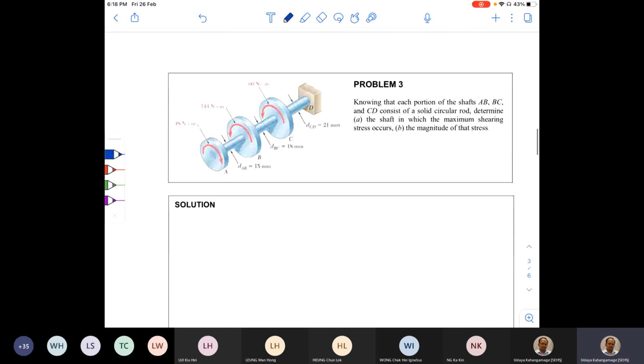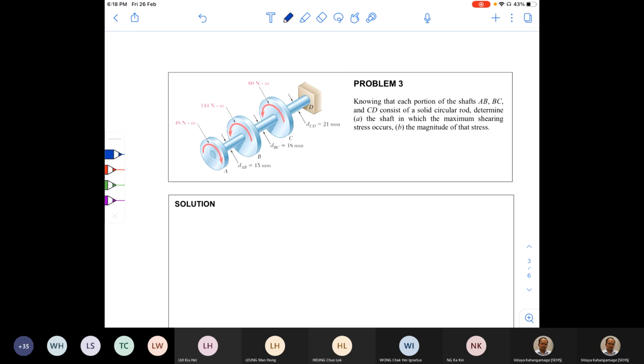And then look at the next question. I think you should be able to do this one because we have done a similar question. So maybe I will quickly guide you through, and then we will stop for today. So what it says: knowing that each portion of the shafts AB, BC, and CD consists of a solid circular rod, determine (a) the shaft in which the maximum shearing stress occurs, (b) the magnitude of that stress. Now you should be able to do this one.